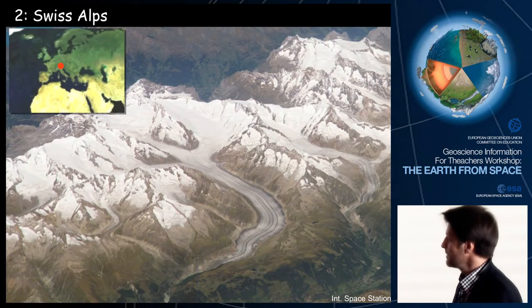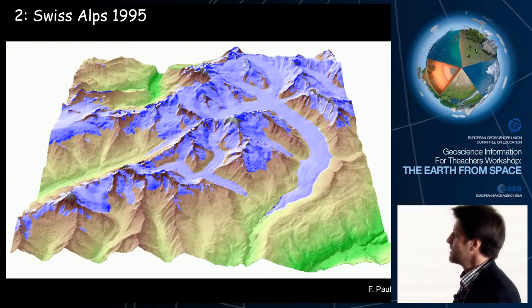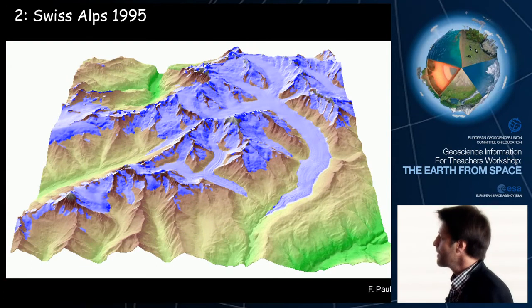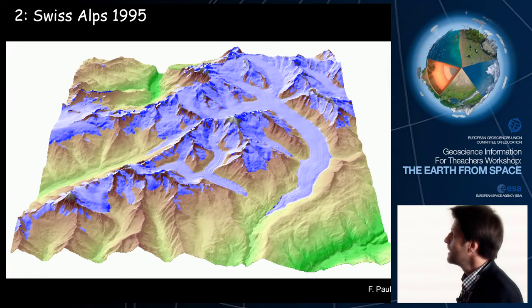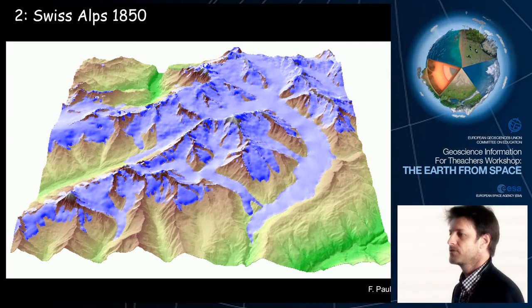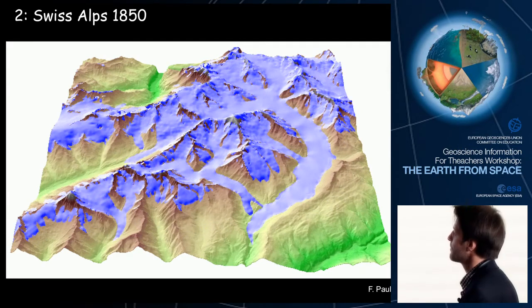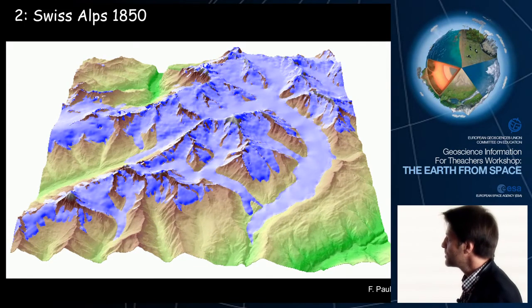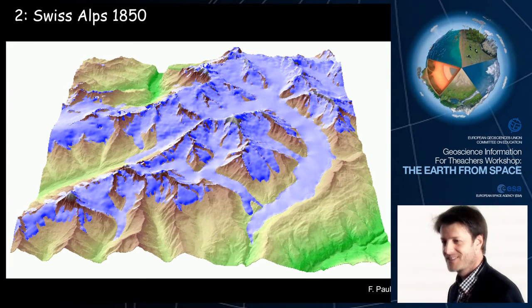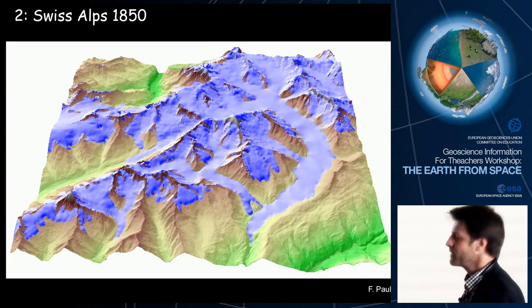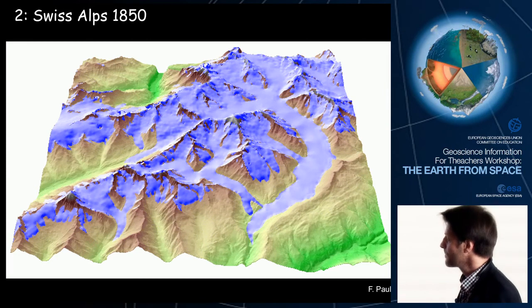This is Aletsch Glacier in the Swiss Alps, in a photo from the International Space Station. The longest glacier in the European Alps. This is an elevation model from the Swiss Mapping Agency, and the glaciers are marked in blue. And this is a reconstructed elevation model from 1850, so the end of the Little Ice Age. And if I go forth and back, you see the mass change. So the 1850 elevation model cannot be measured because the time is gone. But it was reconstructed mainly from the moraines.